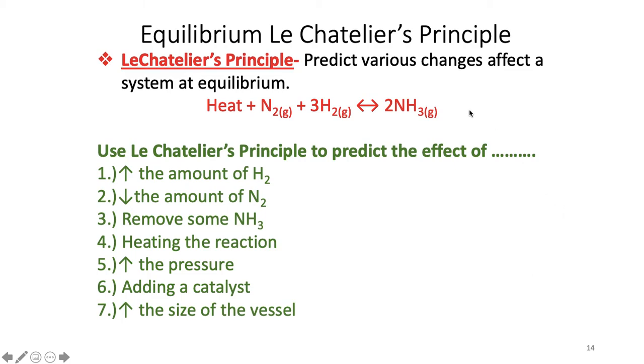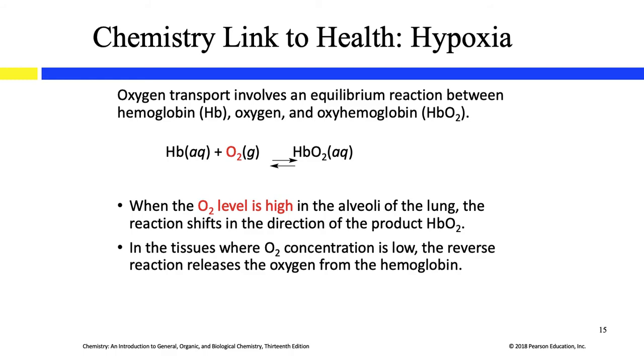What is a practical application in everyday life of Le Chatelier's principle that we all know? Well, we all know that we need oxygen to live, and hopefully we all know that oxygen transport in our body involves hemoglobin, a protein. Oxygen is, obviously, in our lungs and in our tissue. Hemoglobin reacts with oxygen to form oxyhemoglobin, and actually it can bond up to 4 oxygens.